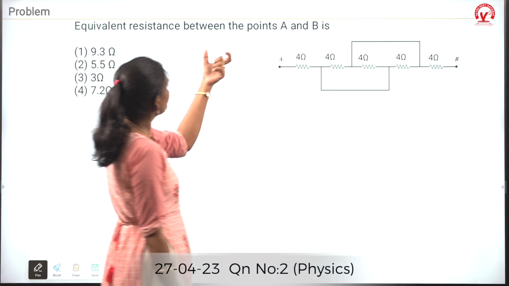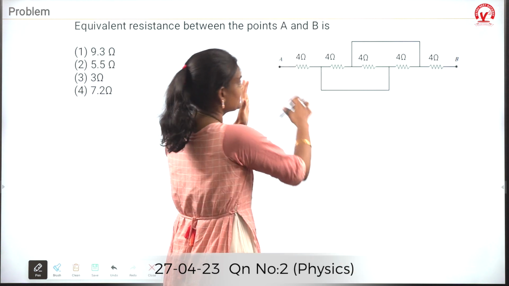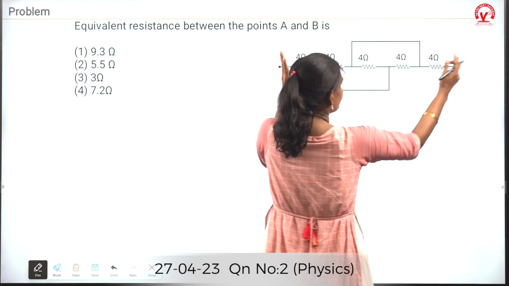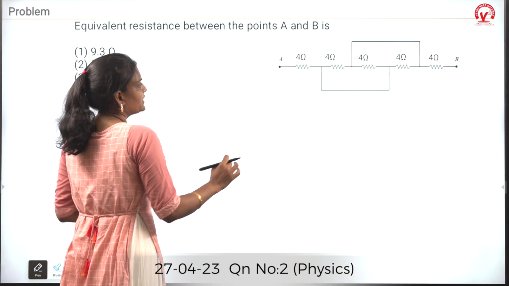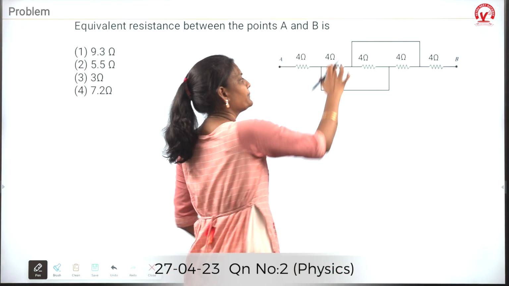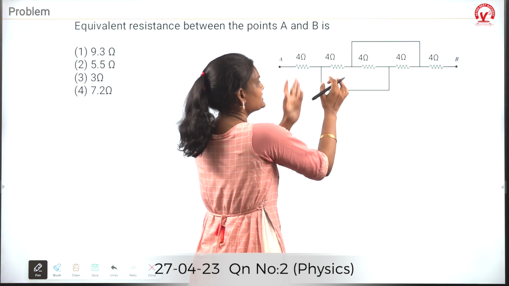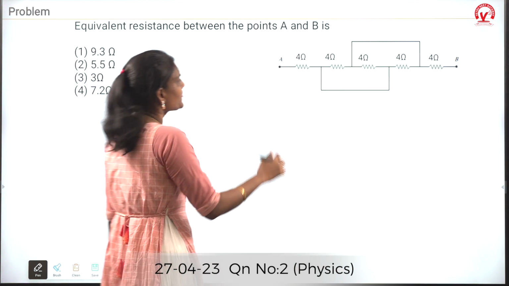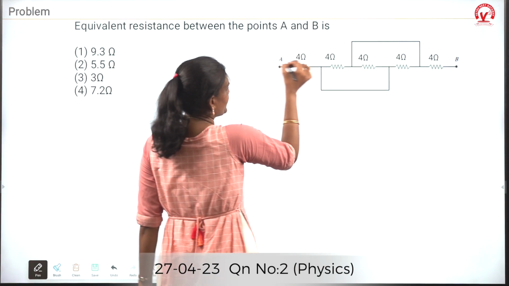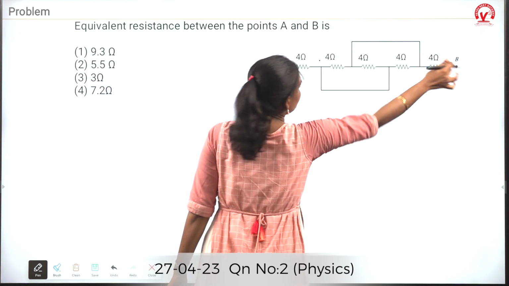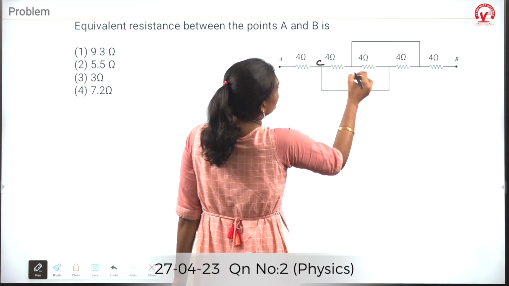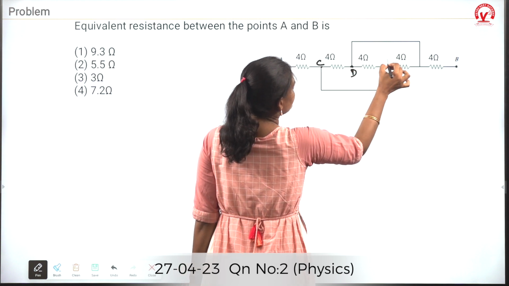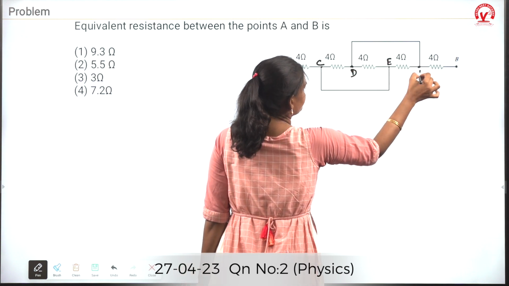Equivalent resistance between the points A and B is? Here they have given a circuit diagram. What is the equivalent resistance between A and B? We need to find that now. When we look at this diagram, the upper loop and lower loop, you must consider from here to here it is a parallel circuit. Here this point is A, this is B and here C. I am representing this point as D and here E and this is F.